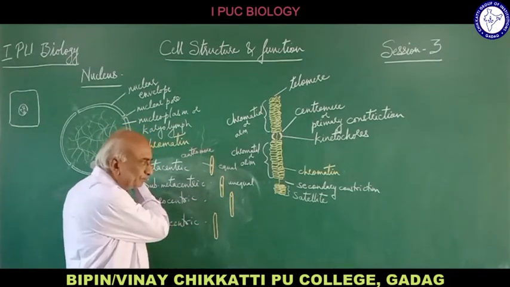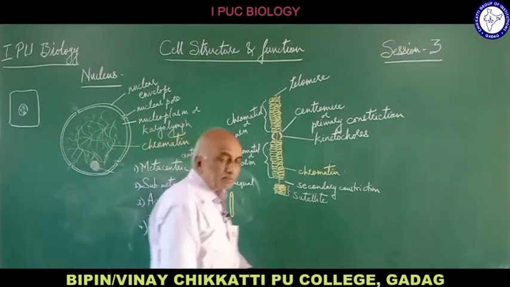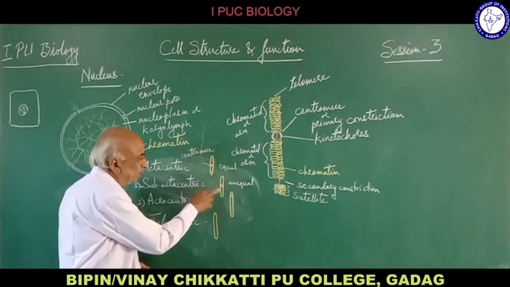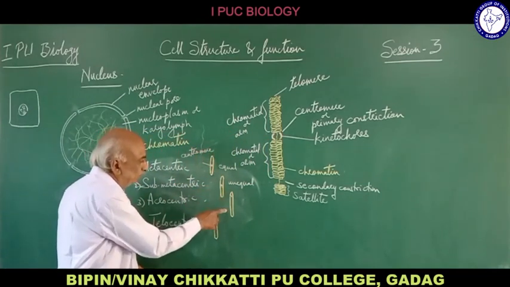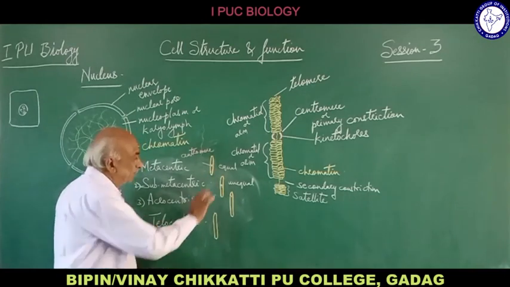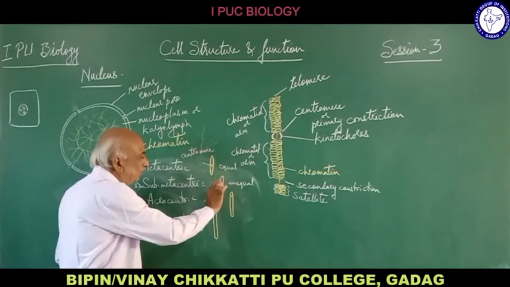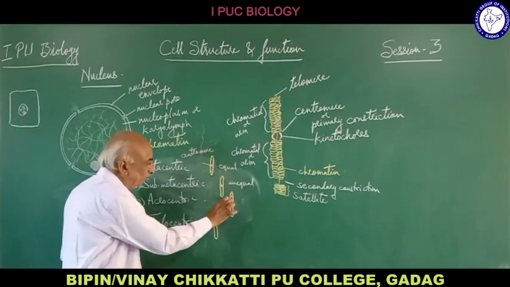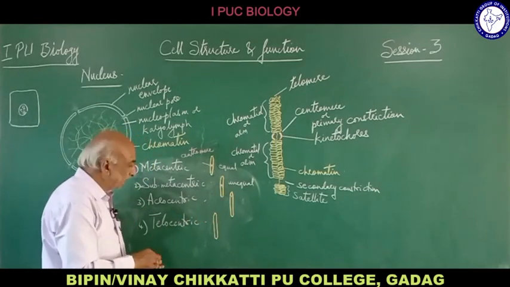Metacentric means equal and submetacentric means unequal. Here also unequal, but much variation is there. So here these are almost longer in size, but they are unequal in size. Here very short chromatid, very long chromatid, that is acrocentric.